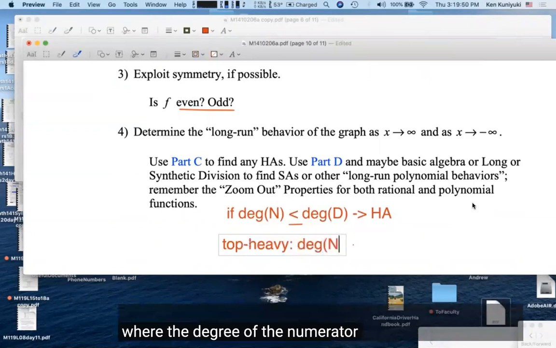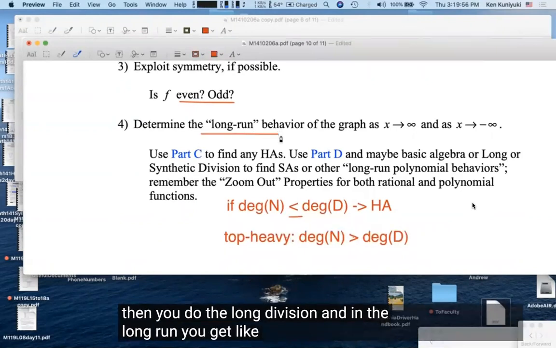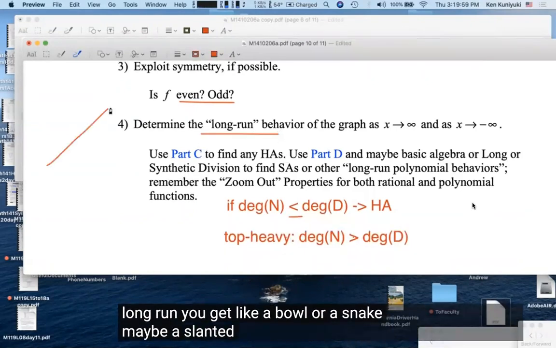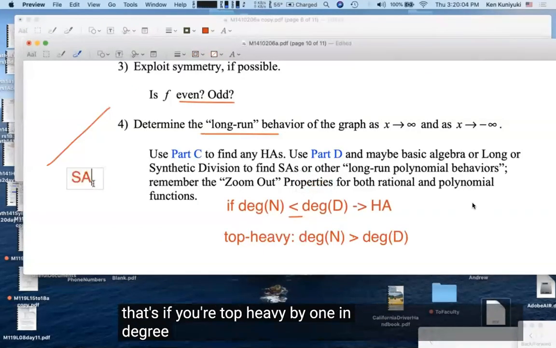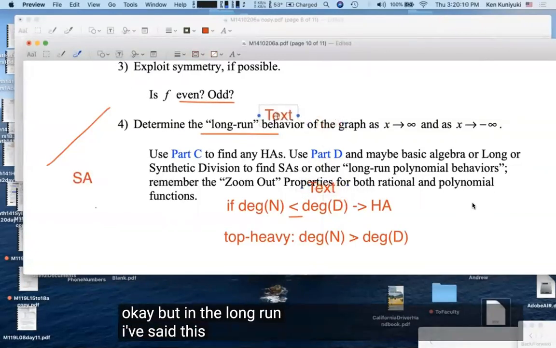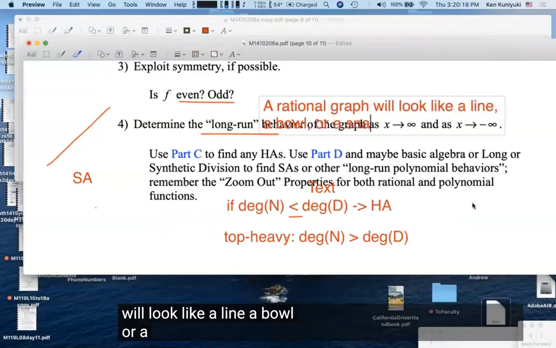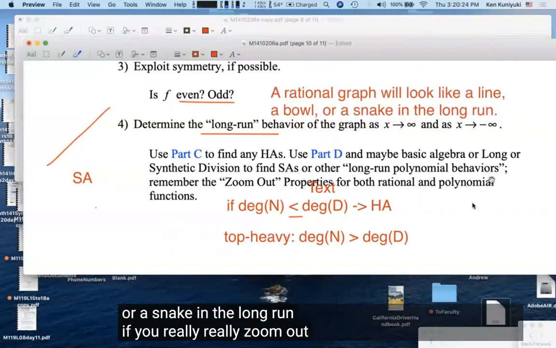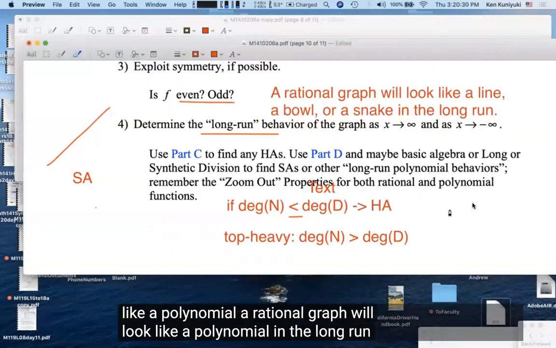where the degree of the numerator is greater than the degree of the denominator, then you do the long division, and in the long run, you get like a bull or a snake. Maybe a slanted line, in which case you have a slant asymptote. That's if you're top-heavy by 1 in degree. But in the long run, I've said this before, a rational graph will look like a line, a bull, or a snake in the long run, if you really, really zoom out. Like a polynomial. A rational graph will look like a polynomial in the long run, if you zoom out.